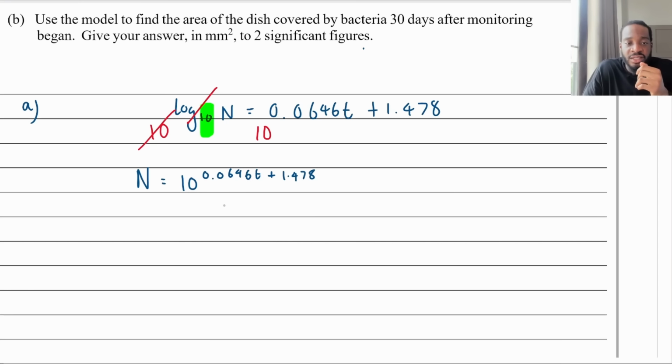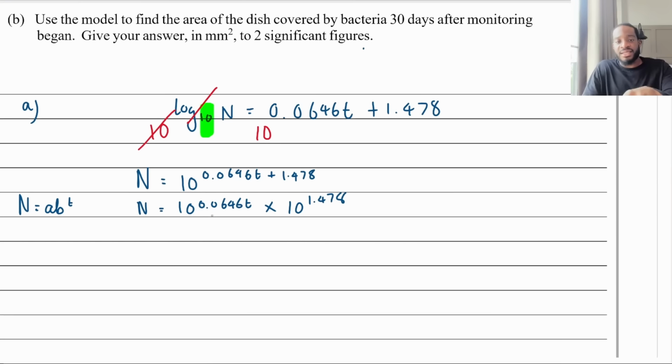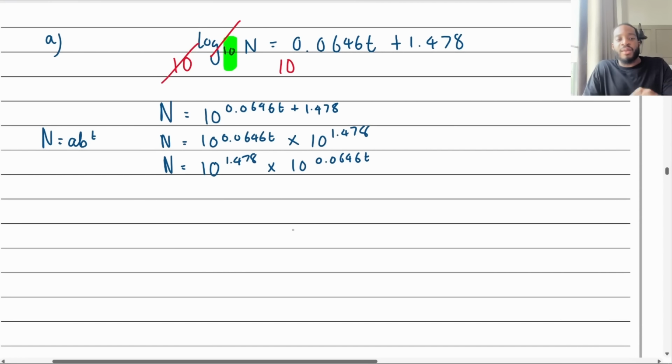So we're going to use some index laws now. This is the sum in the power, so I can split this, can't I? So it becomes 10 to the power of 0.0646 t multiplied by 10 to the power of 1.478. And then when I look at this, remember the form is n equals ab to the t that they want. So that tells me that a is going to be that 10 to the power of 1.478, isn't it? Because that's the only one with no t in there. So I'm going to swap these around. So it's going to equal 10 to the power of 1.478 multiplied by 10 to the power of 0.0646 t. Okay. And then now, how do I get that power of t?